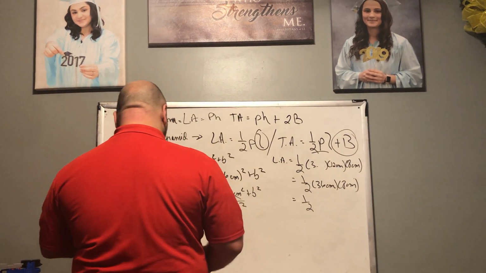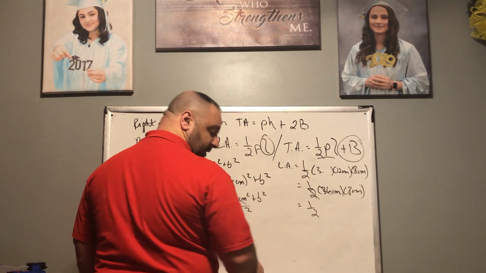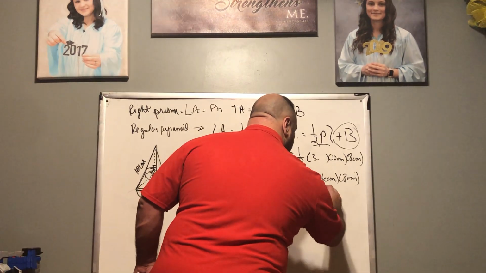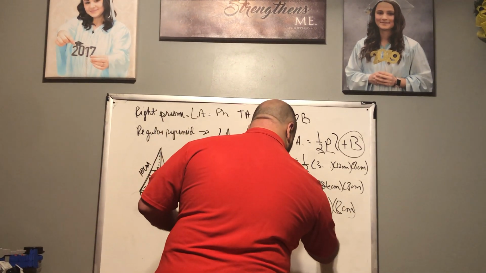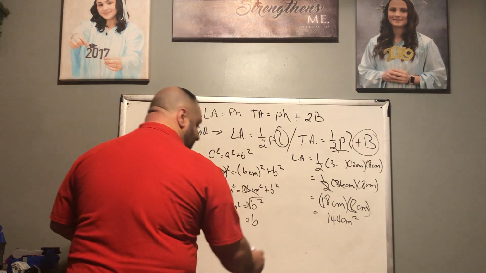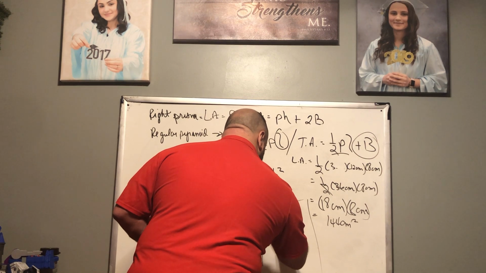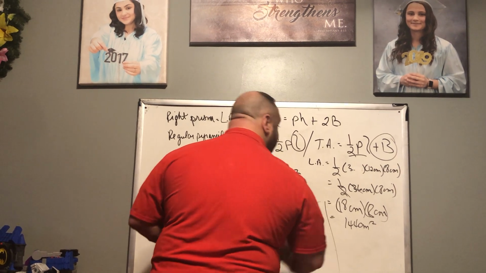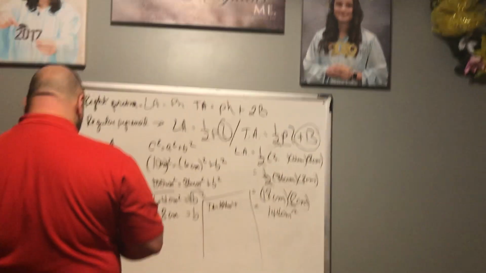Now for 36 times 8 centimeters, I like to get rid of that fraction real quick. So 1/2 of 36 is 18 times 8. And 18 times 8 gives us an answer of 144 centimeters squared. We're going to take that and now solve our total area, which is going to be 144 centimeters squared plus the base. So what is the area of the base?